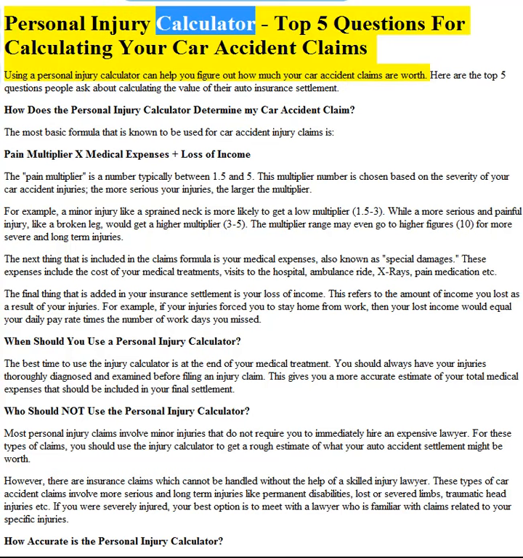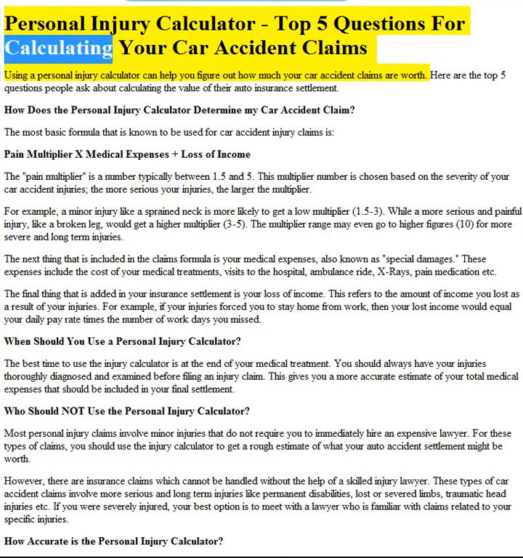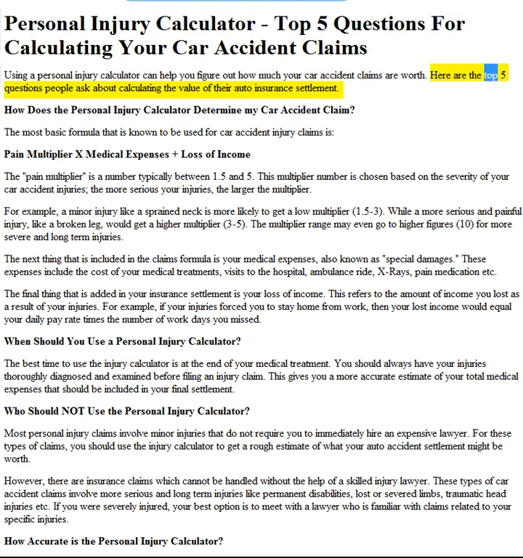Personal Injury Calculator. Top 5 questions for calculating your car accident claims. Using a personal injury calculator can help you figure out how much your car accident claims are worth. Here are the top 5 questions people ask about calculating the value of their auto insurance settlement.